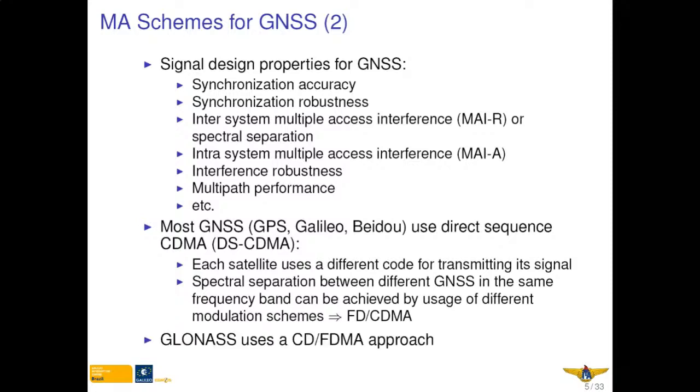The only system that uses a different approach is GLONASS, the Russian system. They use a CD-FDMA approach. Here, each satellite transmits in a different subband using the same spreading sequence.